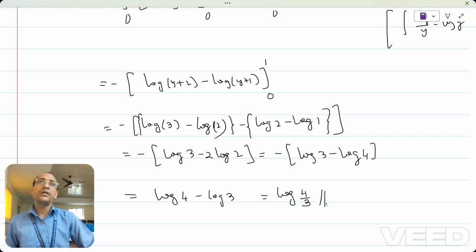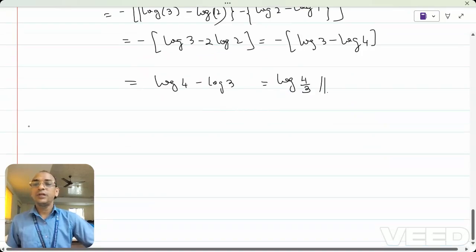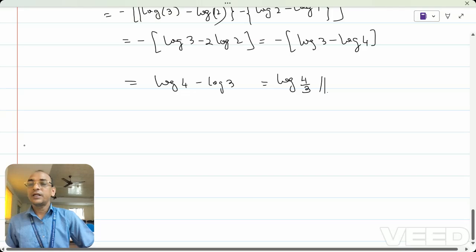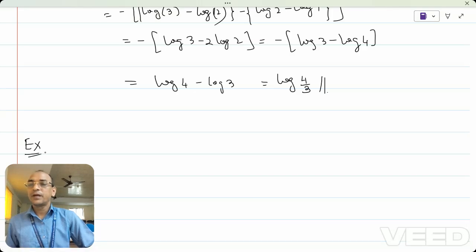Similarly, here you can integrate with respect to y first, and then integrate with respect to x at the end, and you put the limits, you will get the same answer. So this is the procedure we follow to evaluate the double integral. Now I will take another example here.